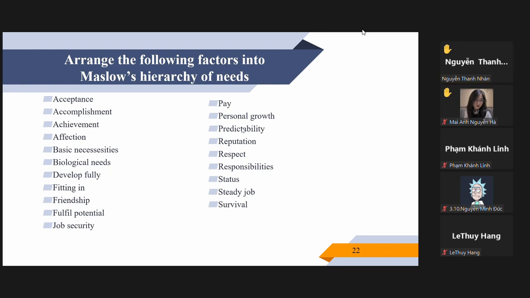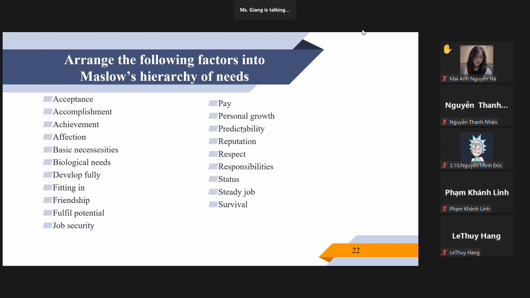Okay, next one. For esteem, we have accomplishment, achievement, affection, reputation, respect, and status. You think that achievement and accomplishment, affection, reputation, respect, and status, right? Yeah. And the others, of course, will belong to self-actualization. Yeah. Thank you, Nhan. Other people, do you have other opinions?